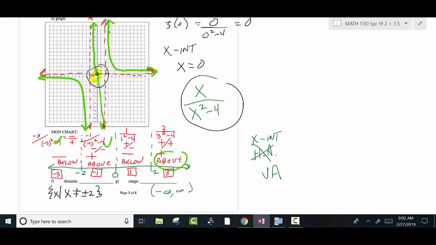That's the idea. That's kind of tricky. But you can't touch a vertical asymptote. The reason you can't is because the function's undefined there. So you can't ever touch a vertical asymptote. Okay, any question about what we're doing?